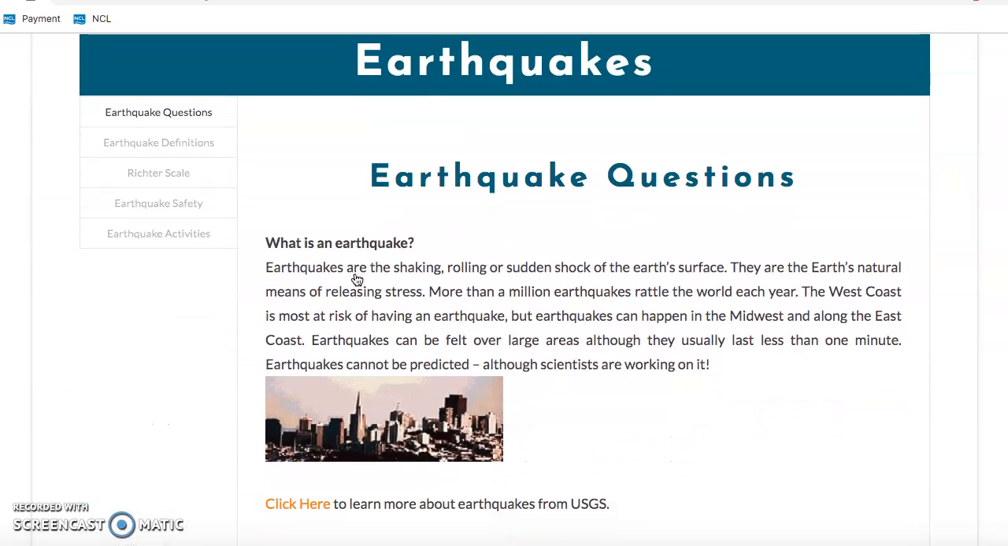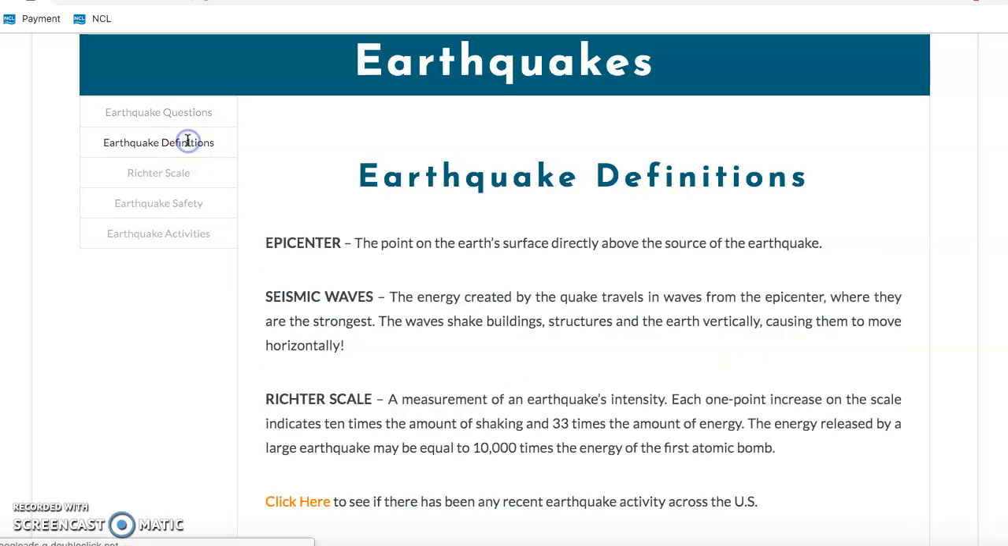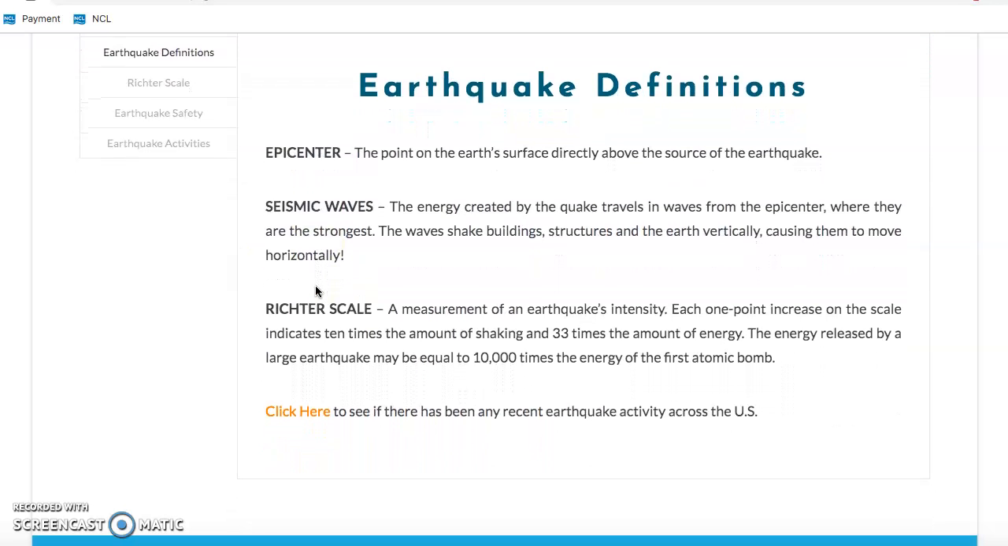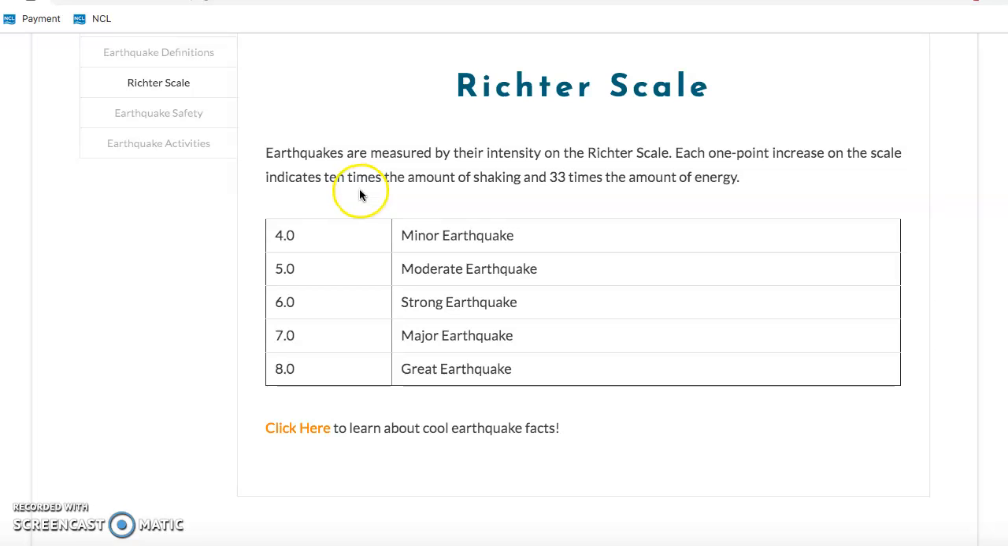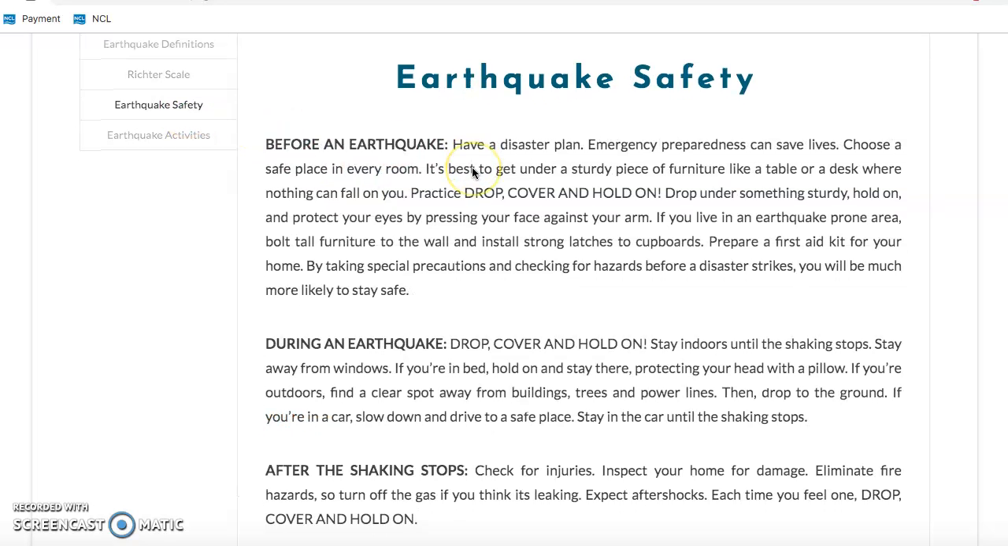When looking under this tab, you can see that it talks about the different questions related to an earthquake, and then if you look to the left, you can also look at basic definitions related to earthquakes, how earthquakes are measured, and then safety about earthquakes.